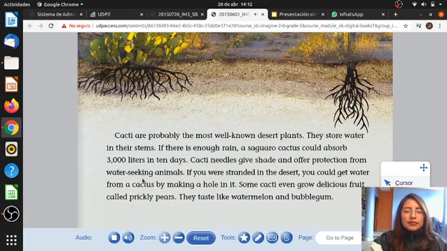If you were stranded in the desert, you could get water from a cactus by making a hole in it. Some cacti even grow delicious fruit called prickly pears. They taste like watermelon and bubble gum.